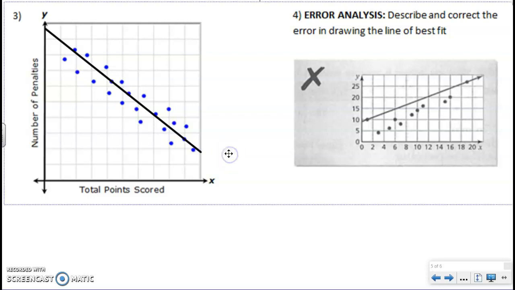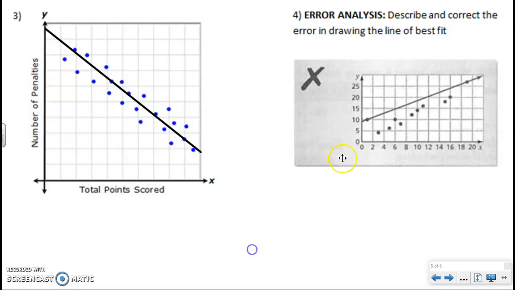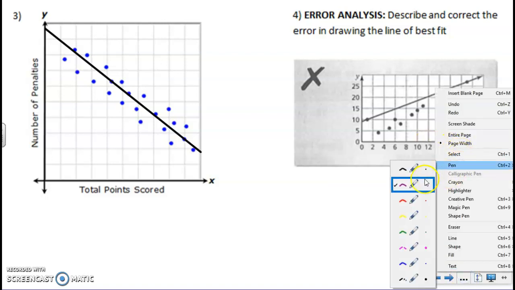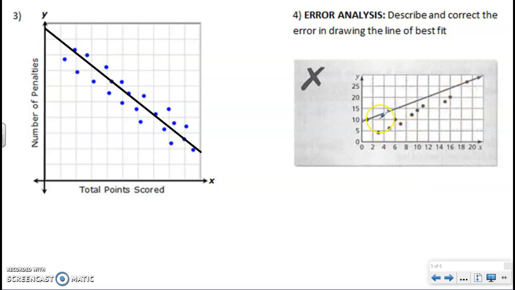Say that's pretty good. And then the last one, there's actually an error here. What is the error in drawing this line of best fit? Okay, if you look at it, notice the line actually only goes through 2 points, and it goes through the two highest points. So most of the data is down below. So when all of our points are down below our line, that's really not a line of best fit.